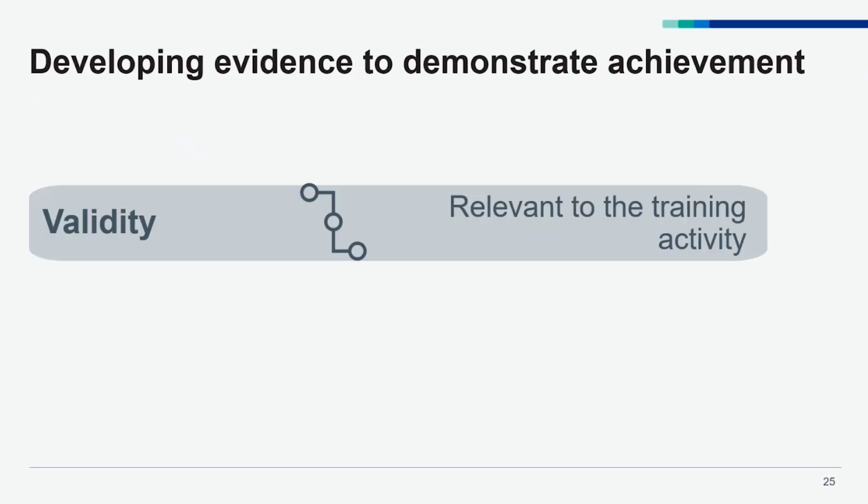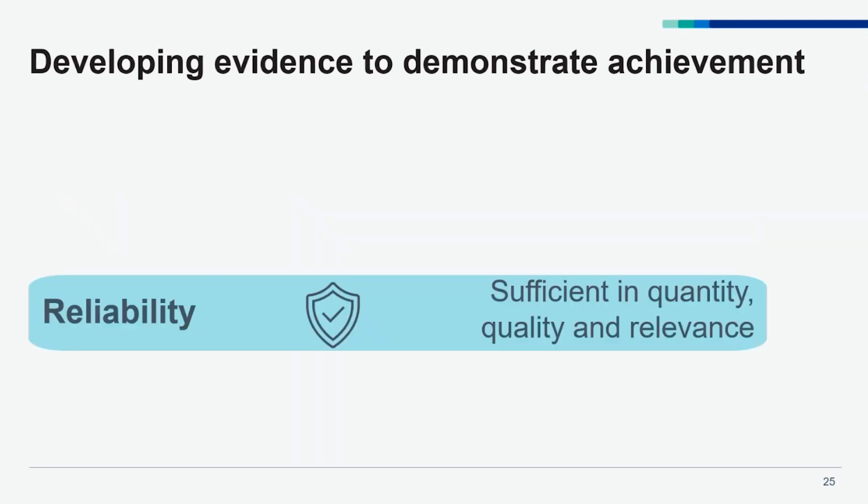It also needs to be valid, so basically relevant to that training activity. So it needs to be appropriate and give that accurate picture of their performance within that particular area that they're looking at. And the next one is reliability. So it's got to be sufficient in quantity, quality, and relevance.